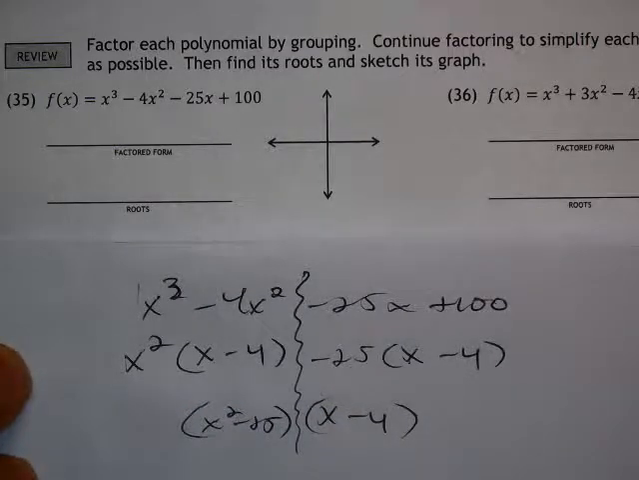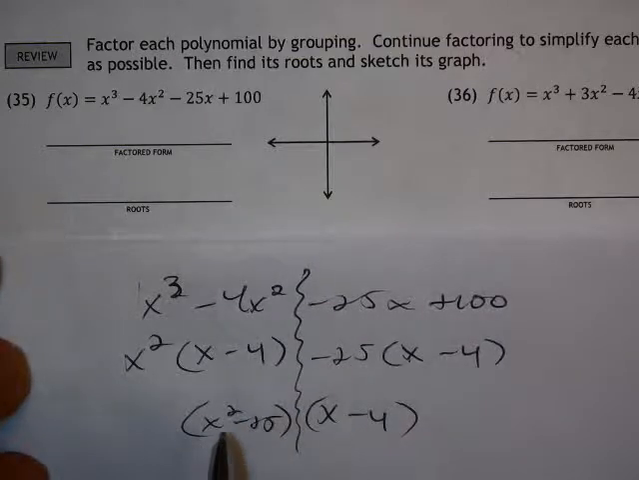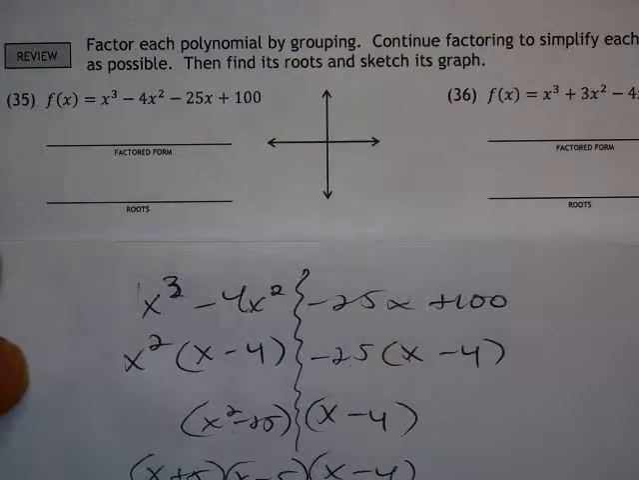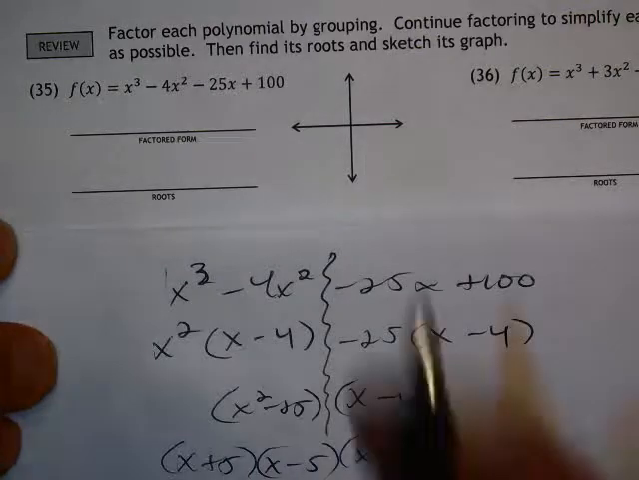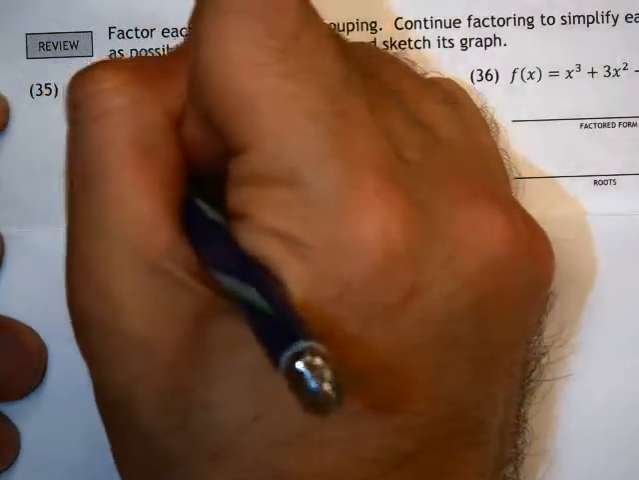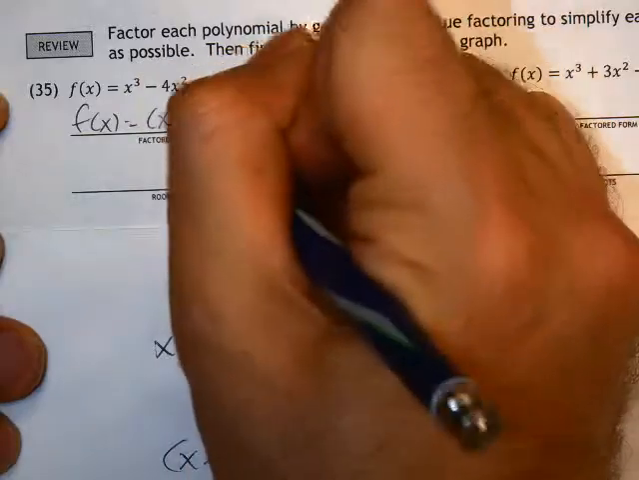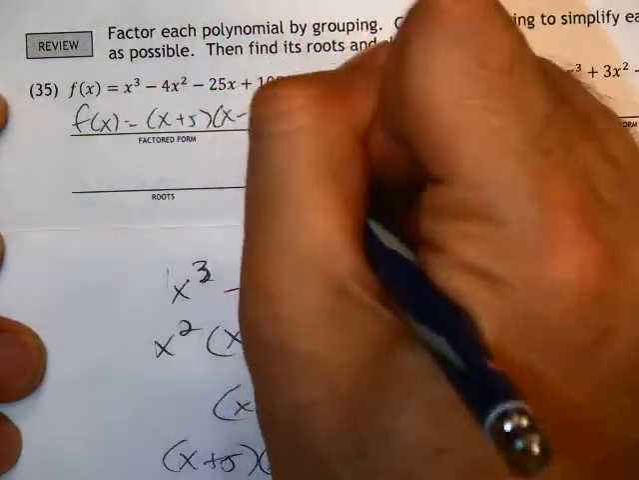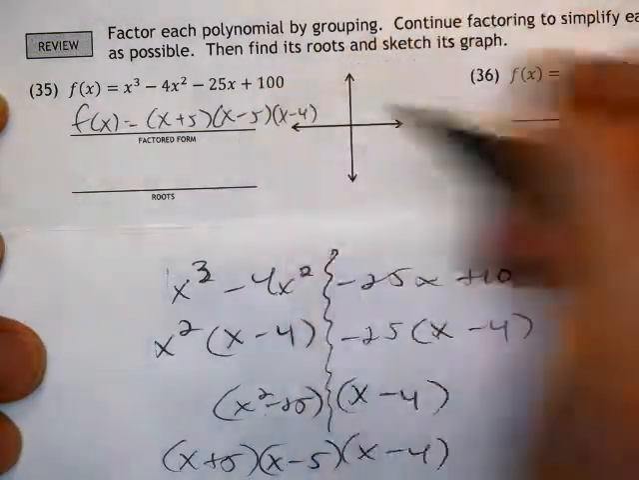Now remember that in the directions it said to continue factoring, because I can factor this. There's nothing else I can do with the x minus 4, but this is a difference of two squares. So now I can factor it to become x plus 5, x minus 5. So this is my factored form: f of x equals x plus 5, and you can actually put minus first, that's fine, x minus 5 and then x minus 4.